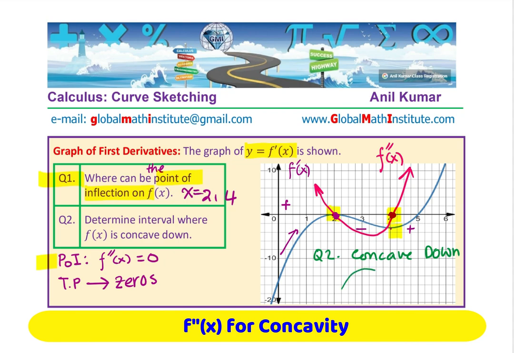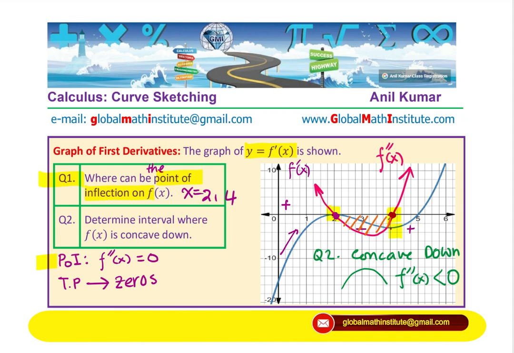Concave down is when our second derivative is less than 0. So as we can see, the second derivative is less than 0 in this portion, correct? So that is to say, between these 2 points, which is 2 and 4, it is concave down, right? So in that interval, it is concave down. Is that clear to you?